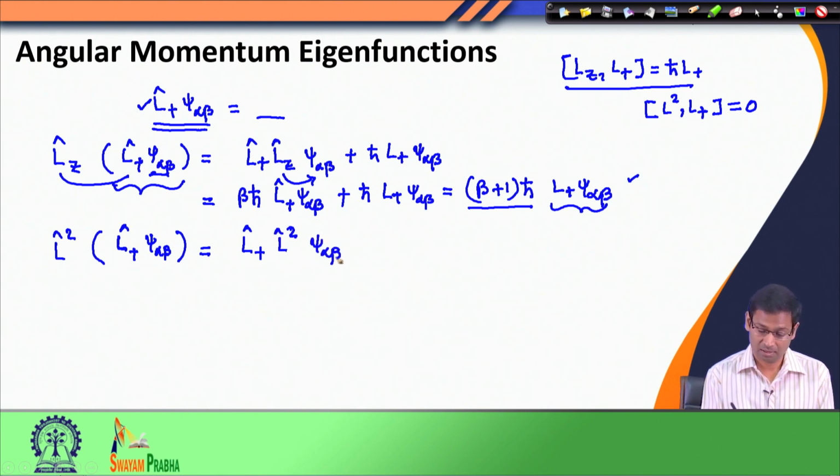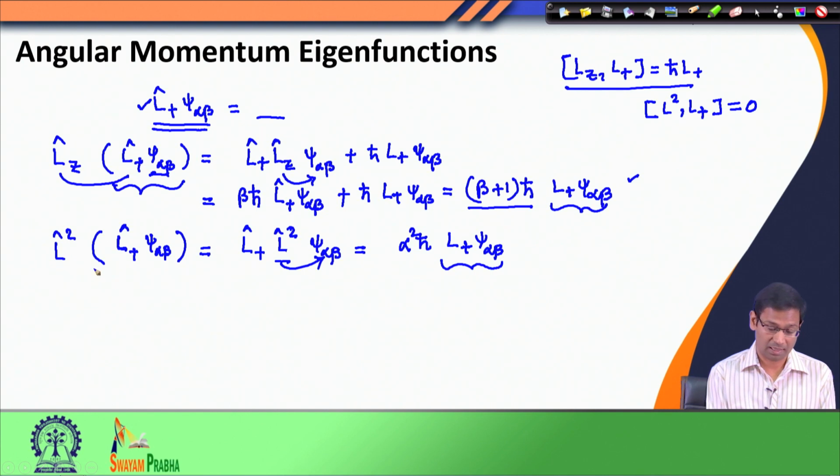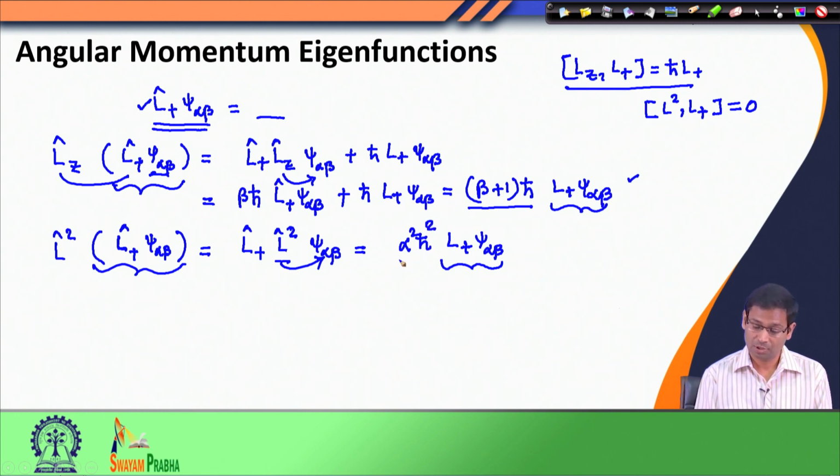psi alpha beta. Now, I see this L square operator is on the right hand side, so it can act on the psi alpha beta function, and I already know psi alpha beta is an eigenfunction of the L square operator with an eigenvalue of alpha square h bar square, and then I am left with L plus on psi alpha beta. Again, when I look at the left hand side and right hand side, I see that this function L plus psi alpha beta is an eigenfunction of the L square operator with an eigenvalue of alpha square h bar square.